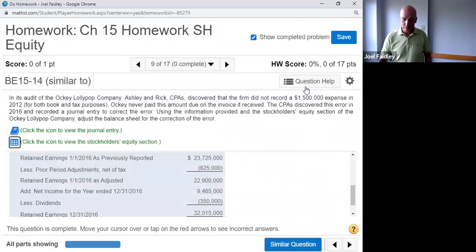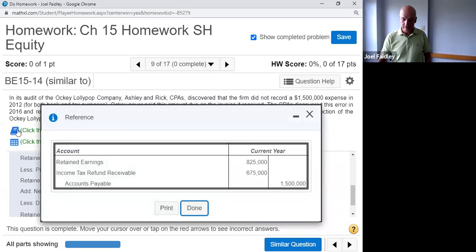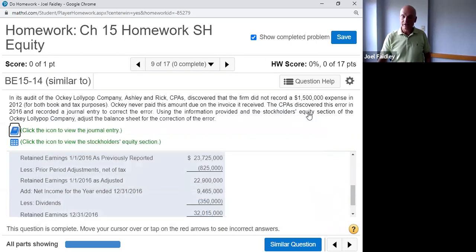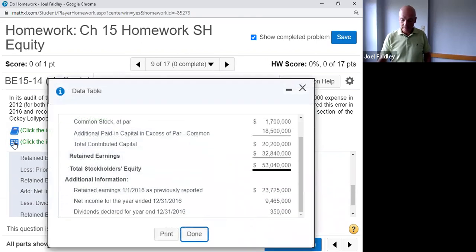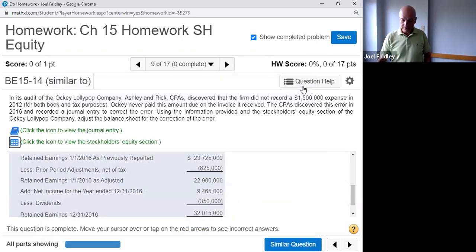The 825 prior period adjustment we just found on this journal entry, right? We're going to subtract that out, which gives us an adjusted retained earnings of 22,900. Then we're going to add the net income for the year, which comes off of this, 94,665, and we're also going to subtract that 350,000. So that gives us our new adjusted retained earnings for 12/31 of 2016.